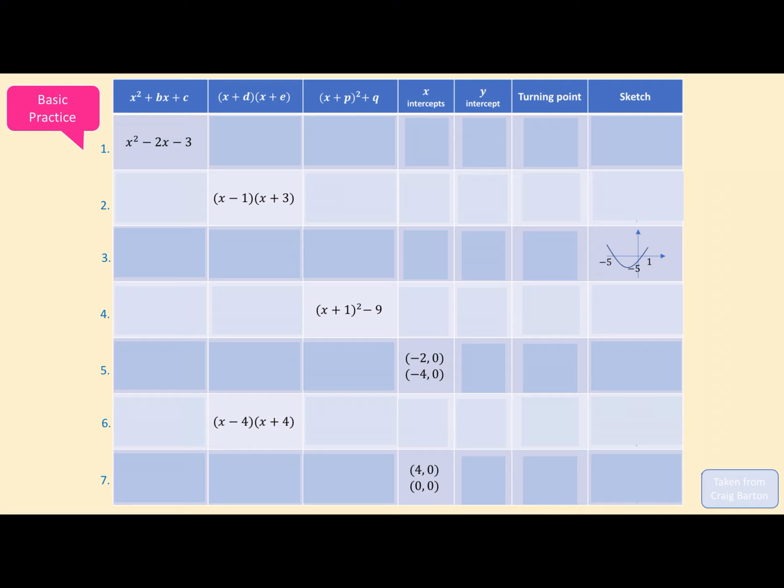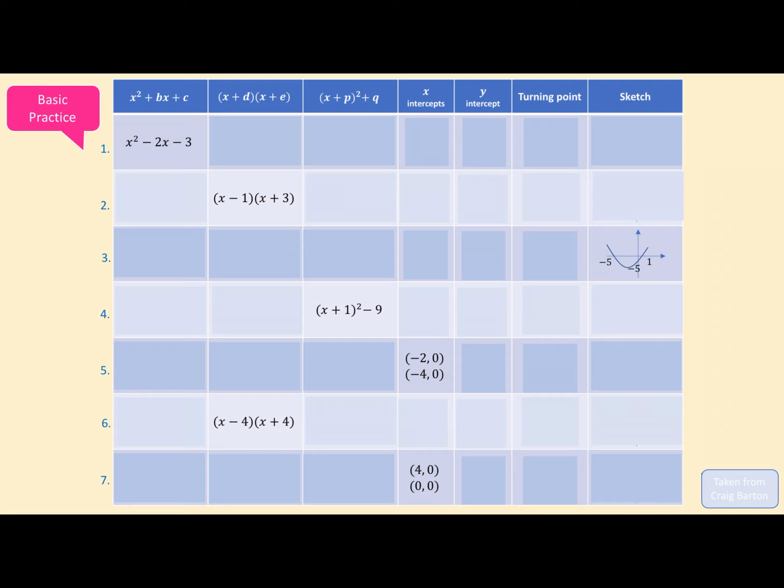So for example, in the top one they've given you the raw equation. You've got to find the roots version, you've got to find the completed square version, you've then got to find the x-intercept, y-intercept, turning point and sketch it. In the others they've given you kind of one bit and you've got to work backwards to find the others. So that's the basic version.